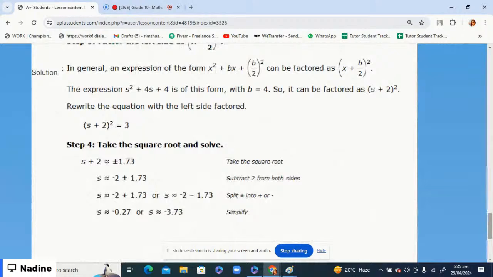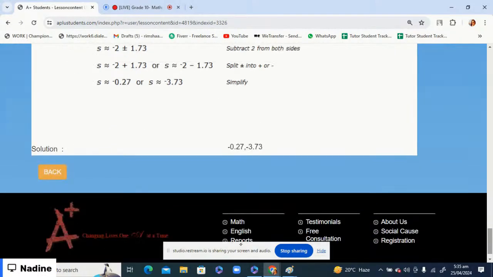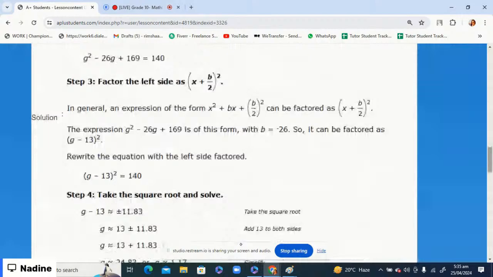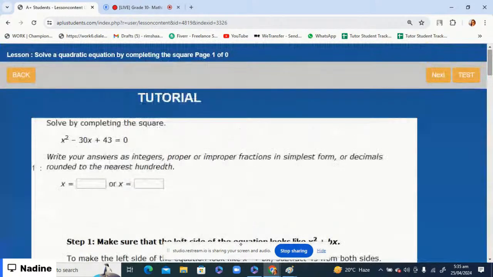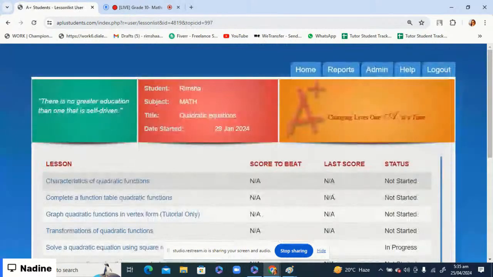In the next step we take the square root on both sides and find the values of x. This is all about the square root. So this is the completing square method. Hope you guys got it. Let's do the next one.